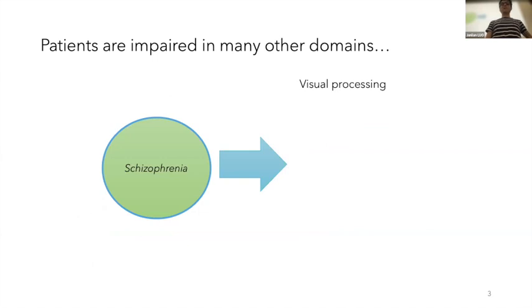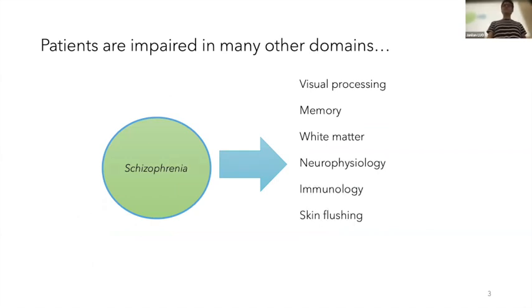However, if you think about schizophrenia, it's a very complex illness that is associated with a lot of impairments, not only in visual processing, but also in memory processing, for example. There are well-established deficits in working memory, also in more structural aspects of the brain, like white matter, also with some paradigms using EEG, like measuring evoked responses or resting state. Even immunological impairments, and even at the level of skin responses, patients show impairments.